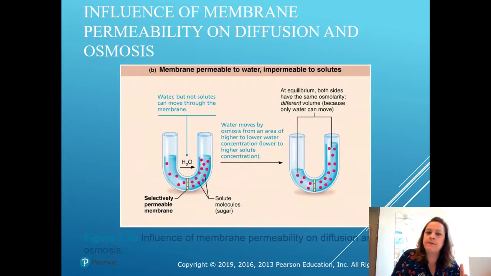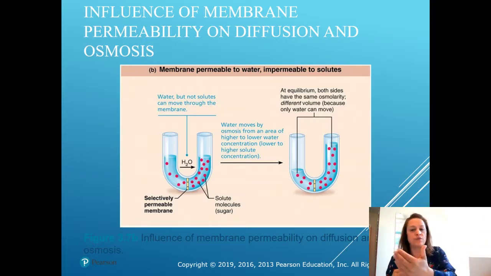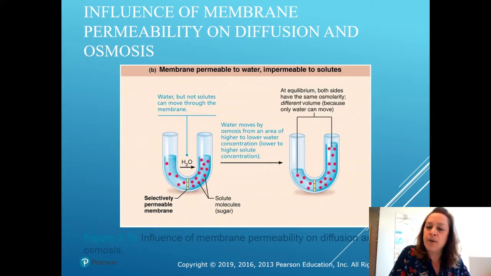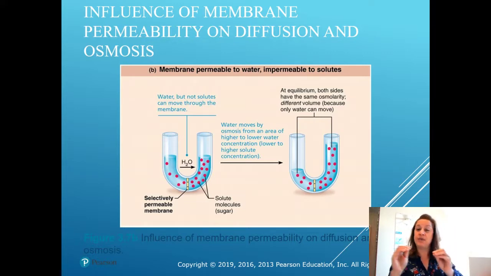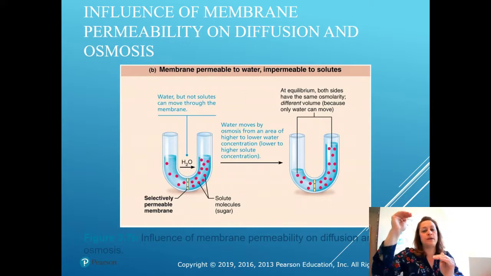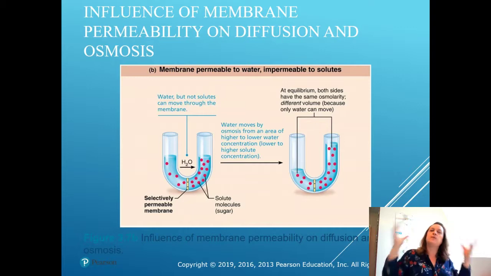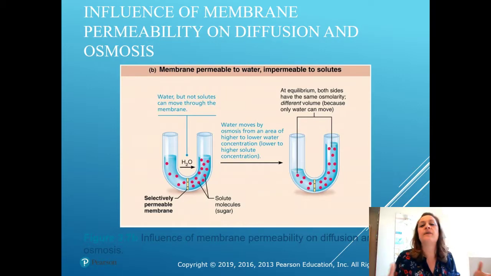This example is a little bit different. This membrane is permeable to water, but not permeable to the solute. Notice how the selectively permeable membrane is really, really close together now. So now those red dots can't move to the left, but we still are striving for equilibrium. So what's going to happen is the water is going to move to the right. At equilibrium on the right-hand side, yes, both sides have an equal concentration of sugar and water, but now the volume has changed.